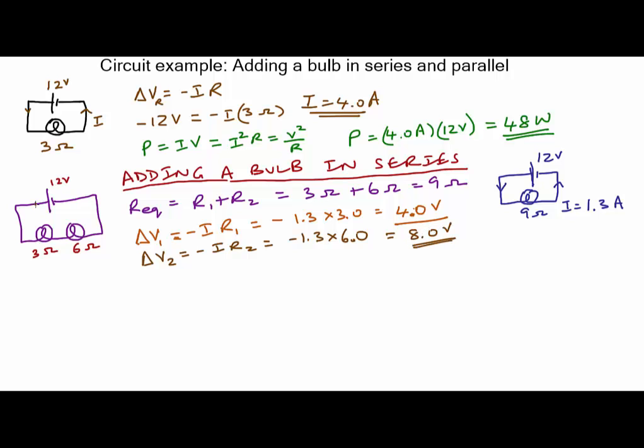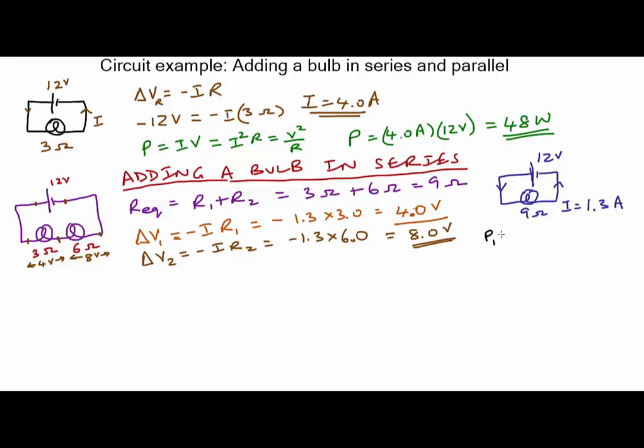So the 12-volt potential difference between these 2 points gets split as a potential difference across the 3 ohm bulb of 4 volts as a drop, and an additional 8 volts as a drop across the 6 ohm bulb, for a total of 12 volts across both the bulbs combined, which is the EMF of the battery. Lastly, we can get the power of the two bulbs.